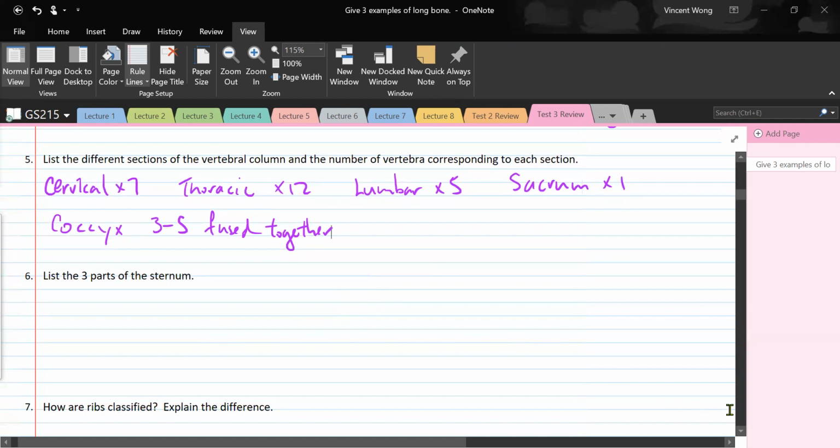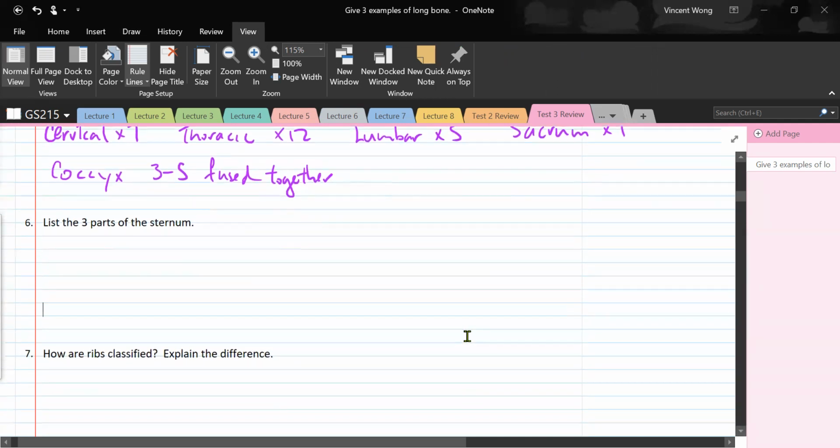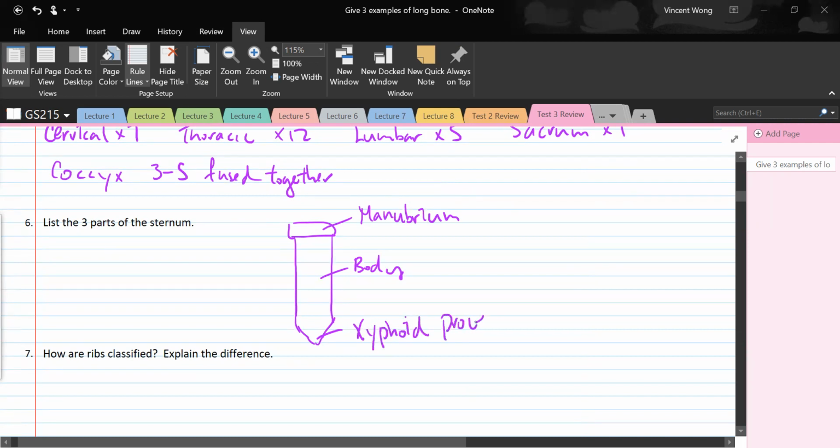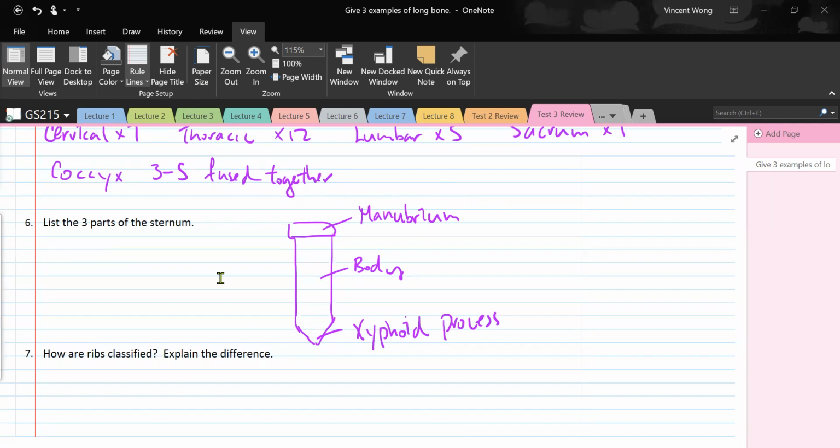A lot of these are just old stuff that we talked about. Nothing too difficult here. 3 parts of the sternum. Sternum is the chest bone, which is right in the middle. We have the manubrium. That's where the first and the second rib are going to connect. We have the body. And then at the end, we have the xiphoid process. That is for the diaphragm to attach to, right? Okay.